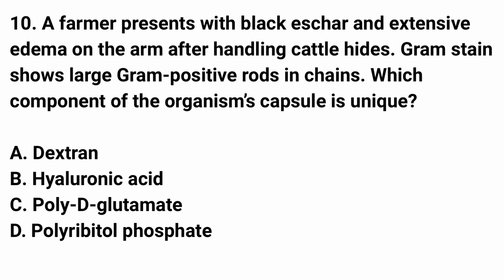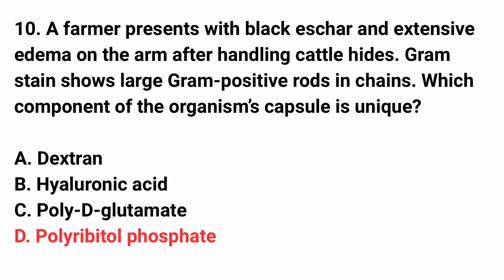Which component of the organism's capsule is unique? Dextrin, hyaluronic acid, poly-D-glutamate, polyribitol phosphate. The right answer is option D, polyribitol phosphate. Bacillus anthracis has a unique capsule made of polyribitol phosphate. This capsule is antiphagocytic and contributes to edema and black eschar seen in cutaneous anthrax.